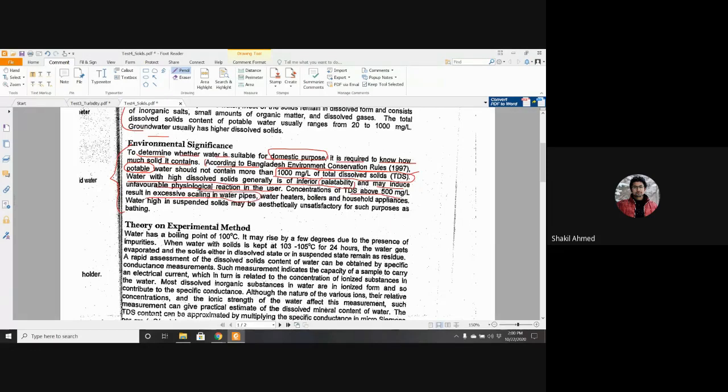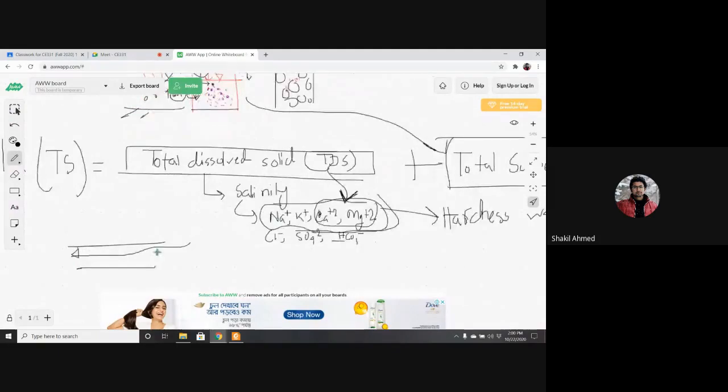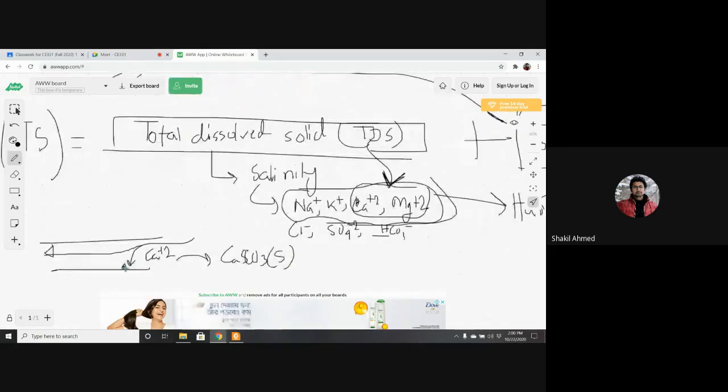What happens is that if TDS is very high, then during the passage of the water, this calcium, magnesium may convert from aqueous form to solid form, like calcium carbonate. Now these are solid, so they are going to deposit. They are going to be deposited here, and then there will be scaling in your pipe. This is called scaling. Okay.